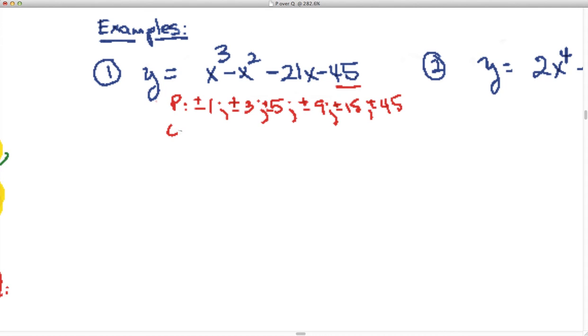And then we have the Q's. In this case, Q's come from the leading coefficient. If there's nothing there, what's understood to be there? Always a 1, okay? So we have plus or minus 1. So in this case, our P over Q list, since Q is 1, is going to be the same as P.